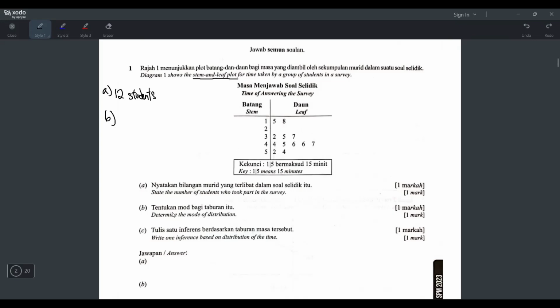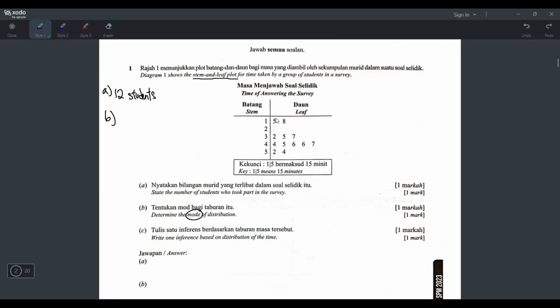Okay, so B says determine the mode of distribution. So what is mode? Okay, mode is a type of measures of central tendency. The other one is measures of dispersion. Okay, and measures of central tendency ada 3, mean, median, mode. Okay, but they ask for mode lah. Okay, what is mode? Mode means you choose the data that muncul paling banyak kali. Yeah, you choose the data with the highest frequency. Okay, ataupun you can say the data that appears the most.